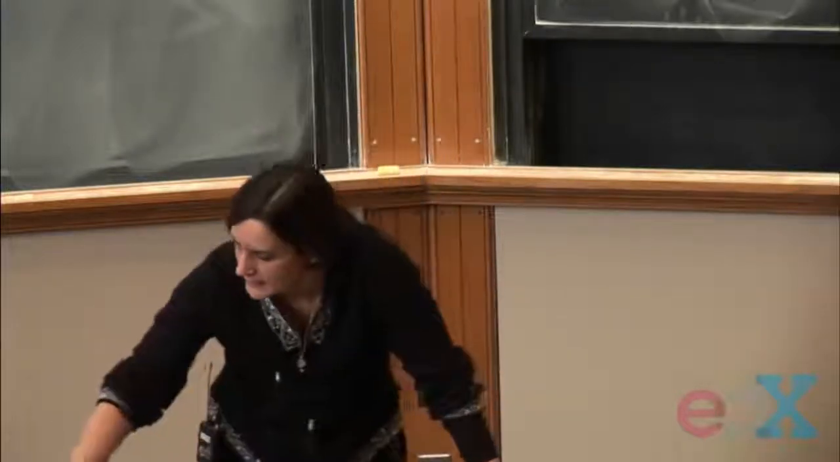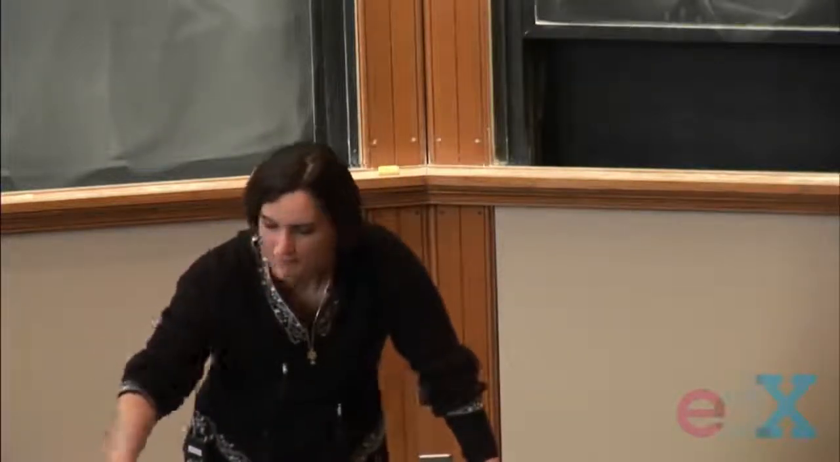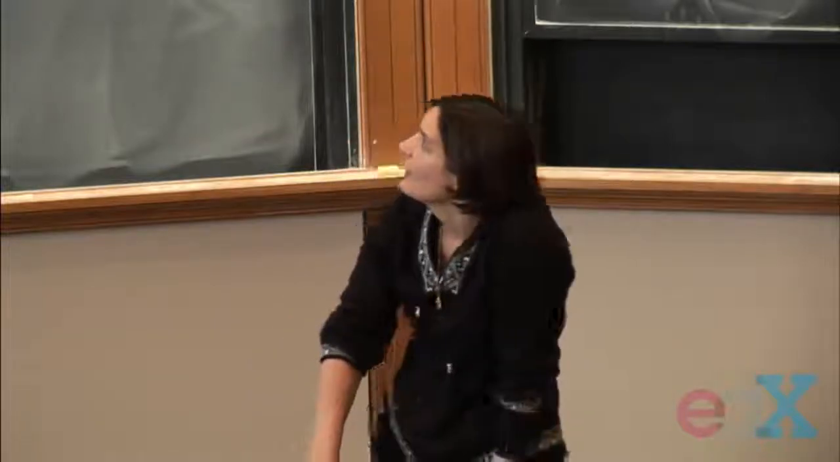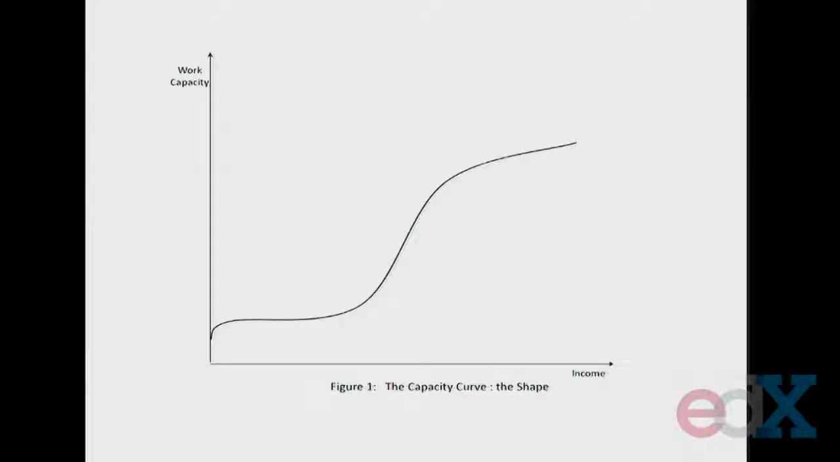So at the heart of this is this idea of what they call a capacity curve. And a capacity curve has something like this shape. It relates how much effort you can exercise to how much income you have. And of course, how much income you have is supposed to be related to how much you consume. So what is the assumption that is underlying the fact that I have put income here on the x-axis?